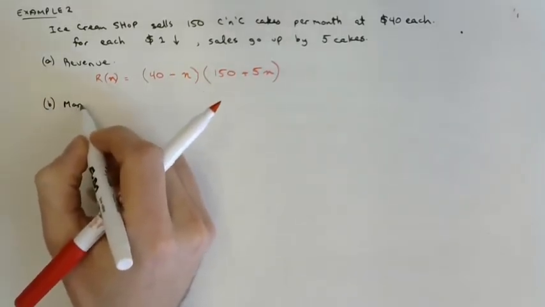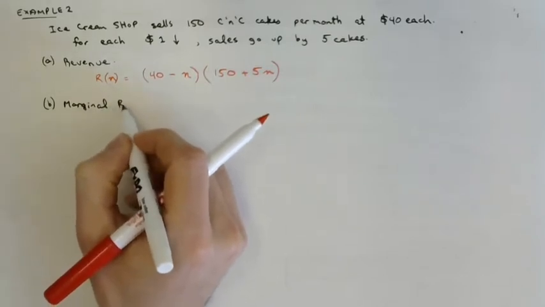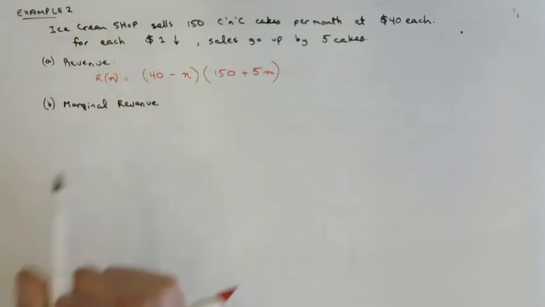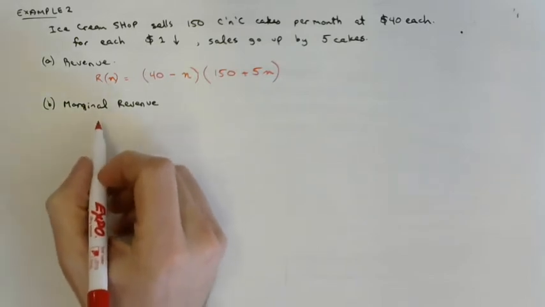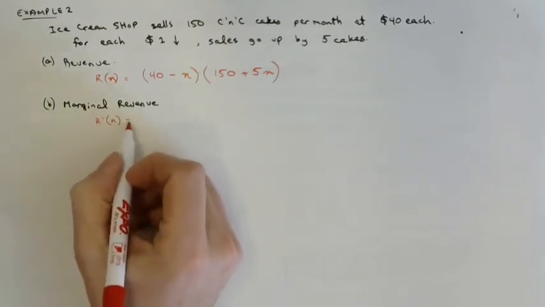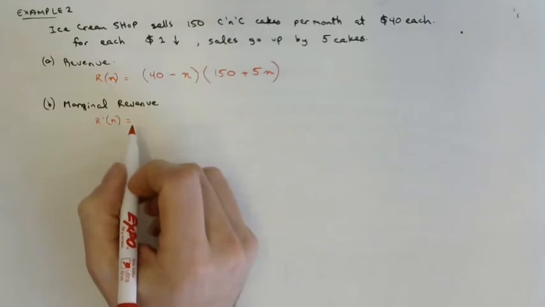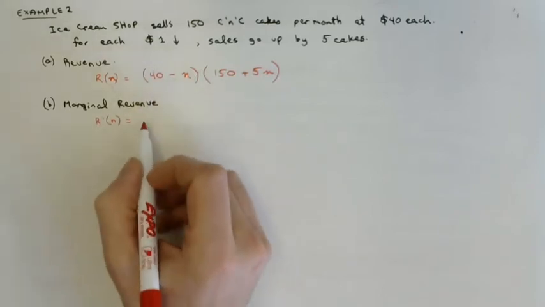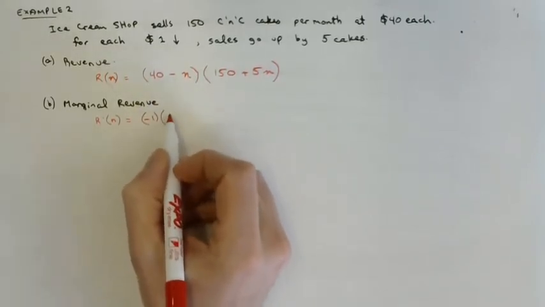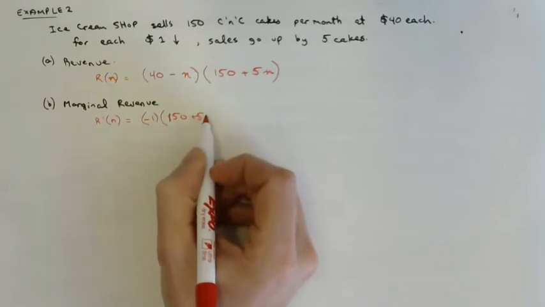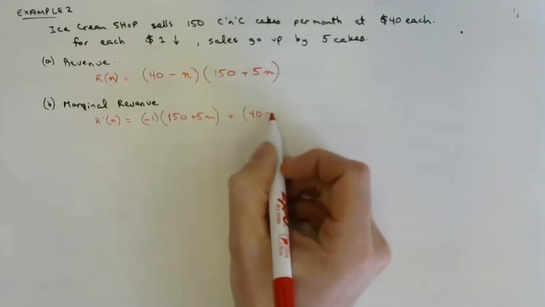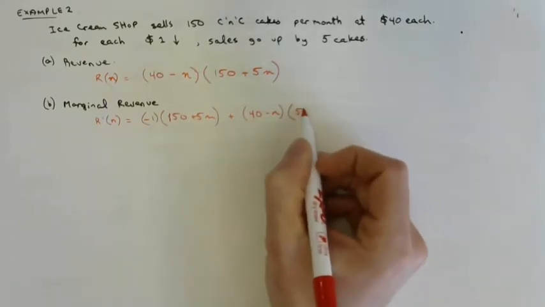Okay, B says take the marginal revenue function, find the marginal revenue, which is just taking the derivative of the revenue function. And we can do that using the product rule. So we're going to take the derivative of the first, which is -1, times the second. And we're going to add the first times the derivative of the second.